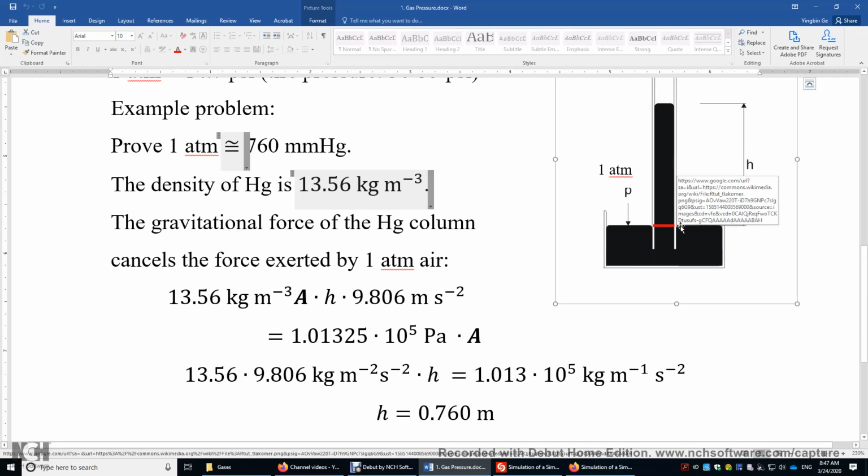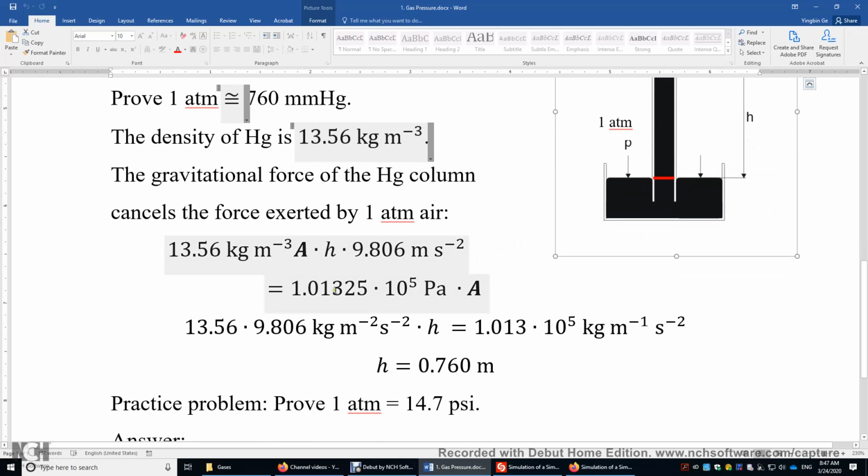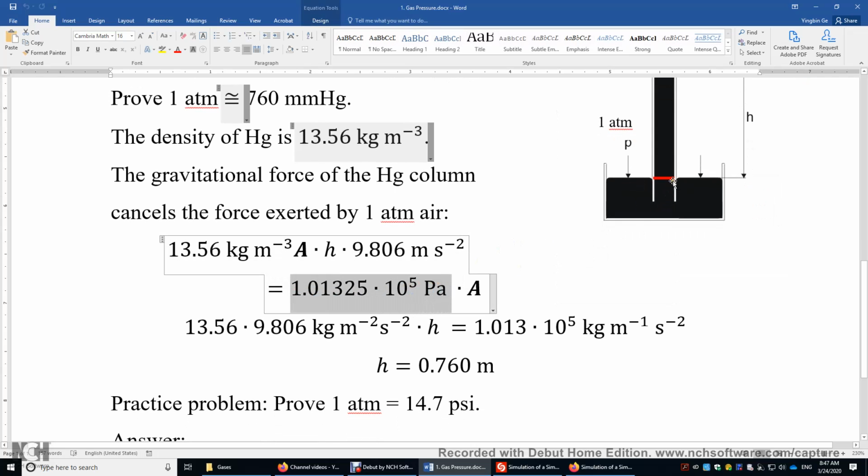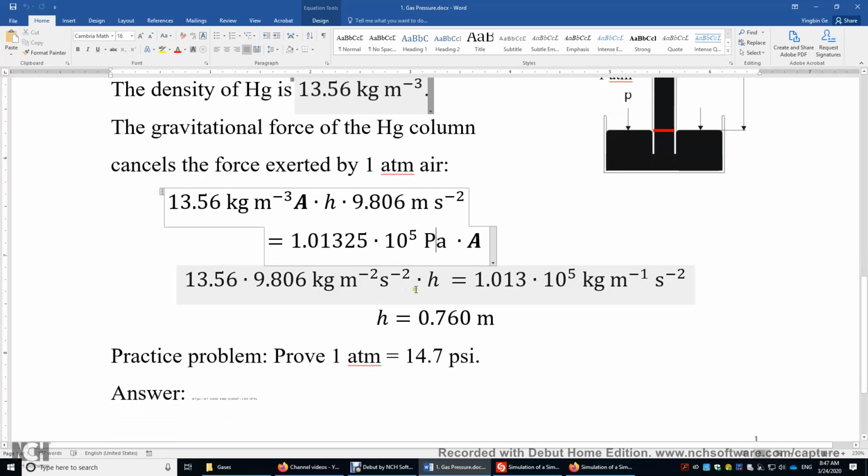And then this red surface area also feels the pressure from the air, which is the air pressure, 1 atm, times the surface area, A. We do not need to know what's the value of A. A is cancelled. And then the remaining calculation is simple. We just compute this H, and the result is 0.76 meters. Actually, if you consistently use SI units, you don't have to worry about unit cancellation, simplification. In the end, it's going to be the SI unit of the length, which is meter.